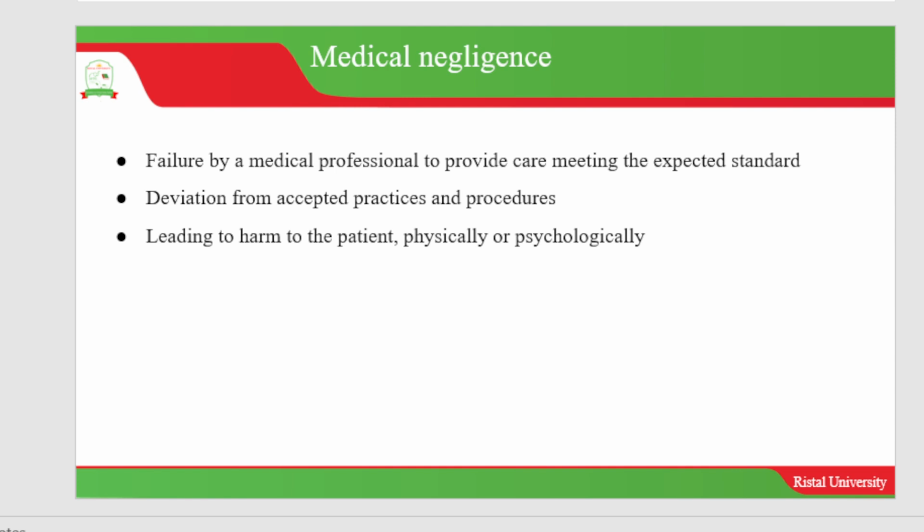Now, having looked at that, let us focus on medical negligence. Medical negligence is basically a failure of a medical professional, talking about the doctor, to provide care meeting the expected standard. It is about deviation from accepted practice and procedures, and lastly, it leads to harm to the patient, physically or psychologically. So negligence is basically about ignoring the right procedures to follow. You see, medicine is very sensitive. The moment you ignore one protocol, one procedure, one step, the patient's life is in danger.